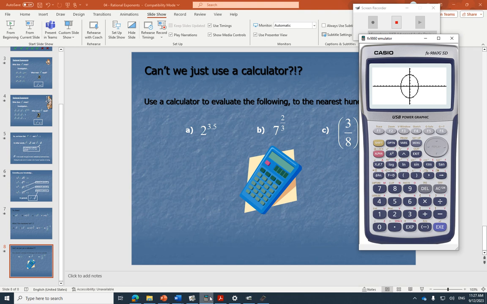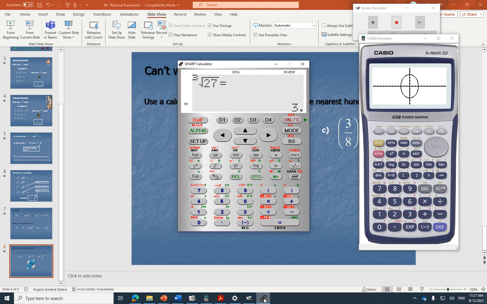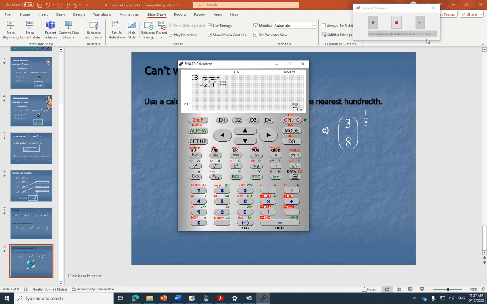Wrong calculator. This calculator, get rid of that one. 2 to the exponent 3.5. So we're not done yet. A lot of the answers have been made to come out nice. A lot of the answers today are 2, 3, 4. That's because we're just getting used to this. We're trying not to be cruel. But if it is a crazy number, your calculator can handle it. It knows what's going on.